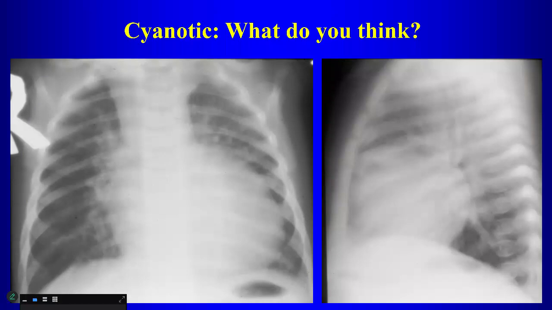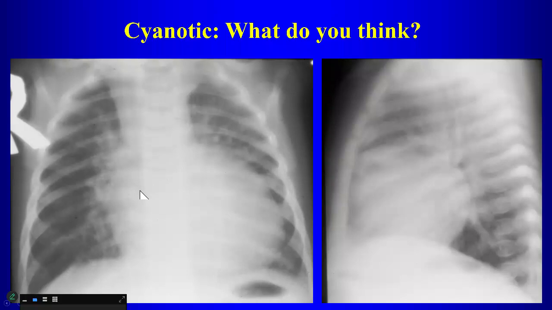Now, there's a nice plain film finding here that helps you when you're in this category. What's the plain film finding? What is it called? Egg on a string. The egg is what? The heart. The heart's big. The string is the narrowed mediastinum. So the egg on a string is associated with transposition. This is the plain film finding of transposition, the egg on a string sign.